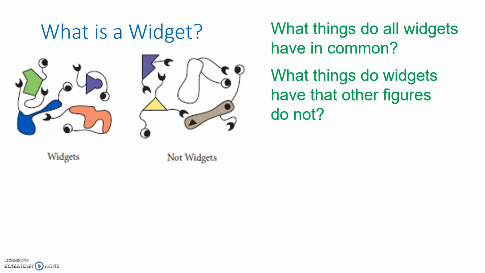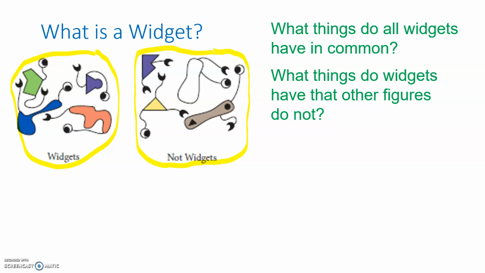So they say, okay, here are these made-up widgets over here, and over here we have things that are not widgets. Our book often does that so that you can do some comparison and some contrasting here. It says, what things do all widgets have in common, and what things do widgets have that other figures do not have? So you can look at this and kind of see what's happening. I see inside here that all of these four figures have color on the inside, and this guy over here does not. So I think it has to be filled in with color.